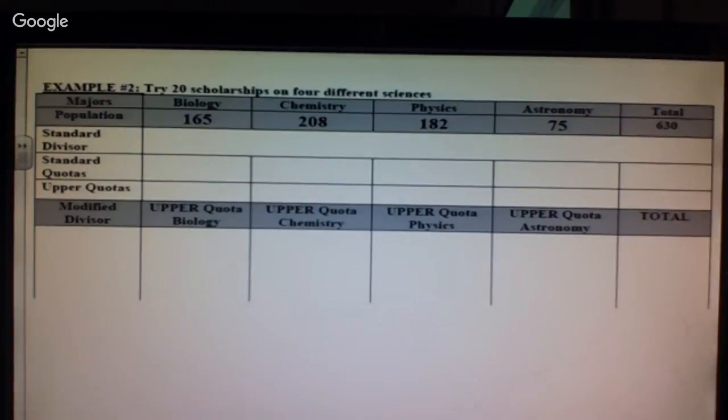Okay. Your states are your sciences. Remember, or majors, whatever. The first thing across the top is always your states. So your biology, your chemistry, your physics, your astronomy, those are your states. What are my seats? What am I giving my majors? Scholarships. Okay, so that's going to give you your seats.